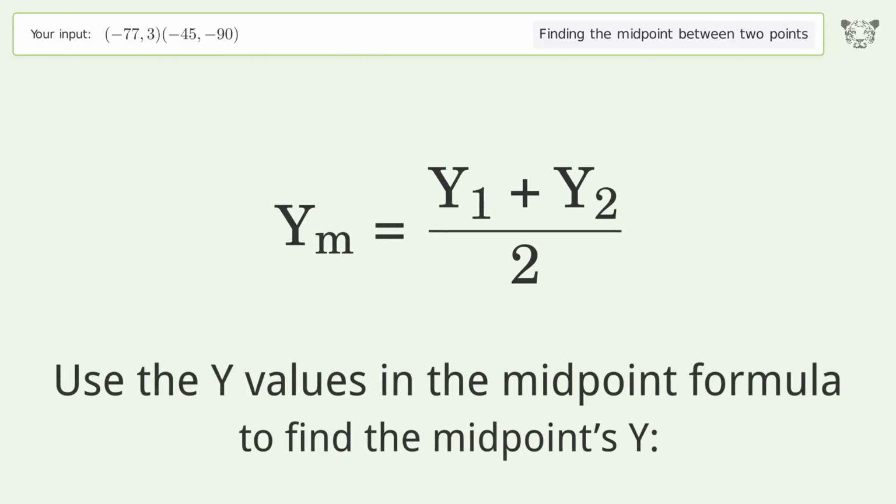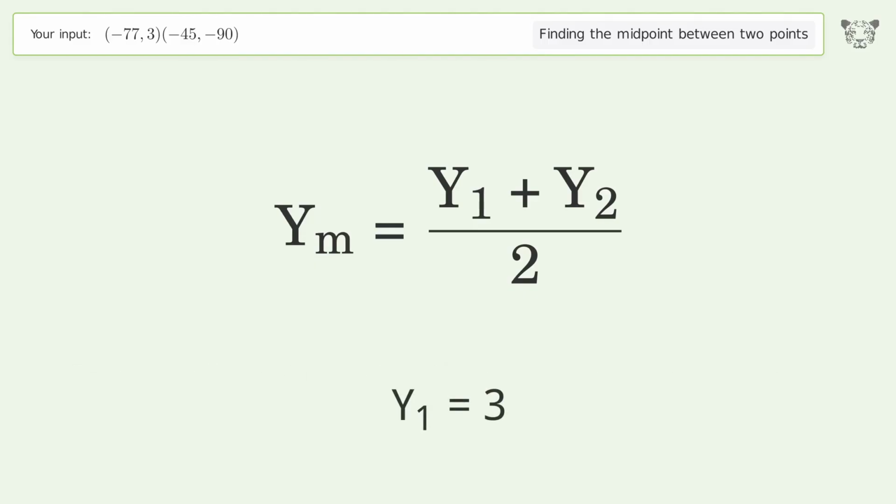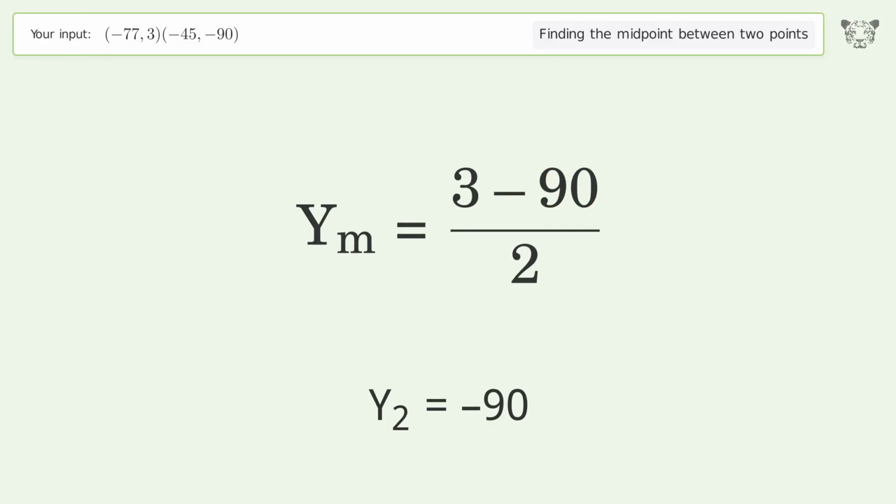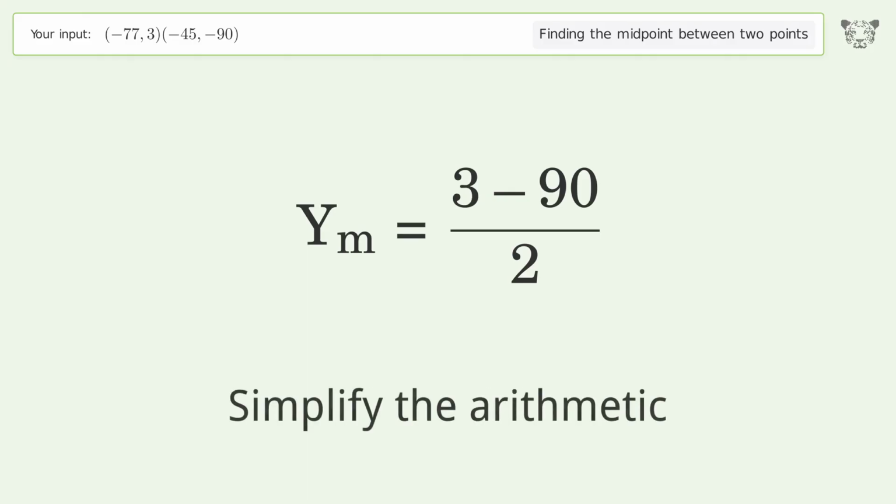Use the y values in the midpoint formula to find the midpoint's y. y1 equals 3. y2 equals -90. Simplify the arithmetic.